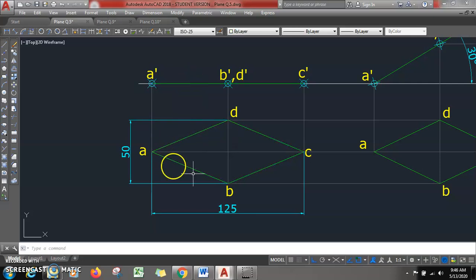So first of all I will draw the top view of the rhombus, ABCD. Then I will draw one long horizontal line, the XY line. Then I will draw projectors 1, 2, 3. Then I will get point A dash, here I will have B dash, D dash and C dash. Okay, this is my resting condition.